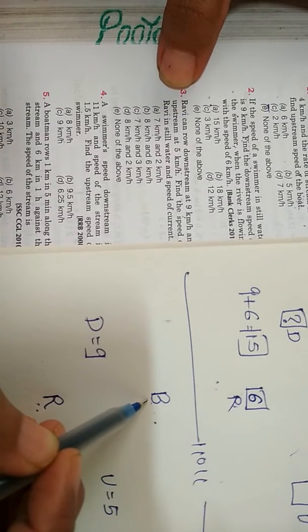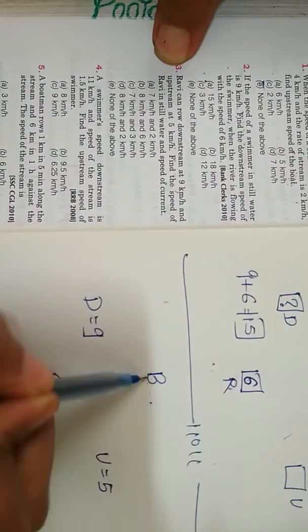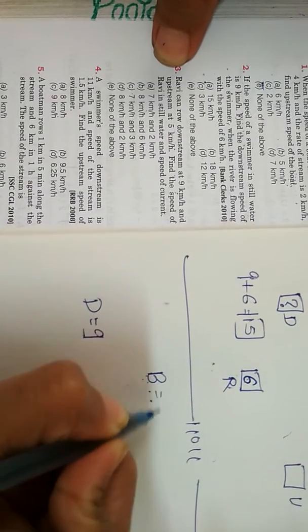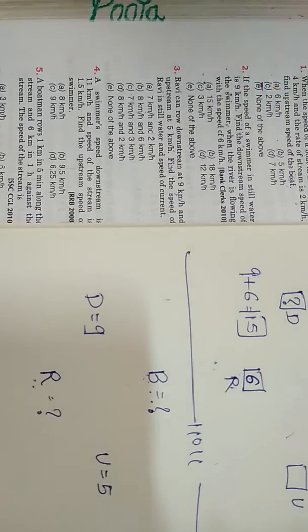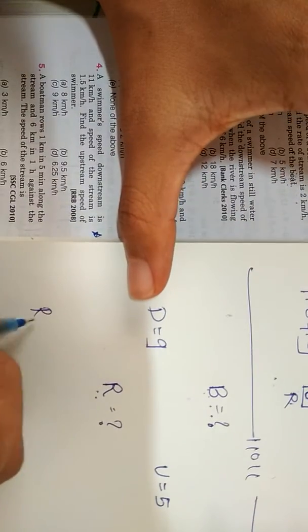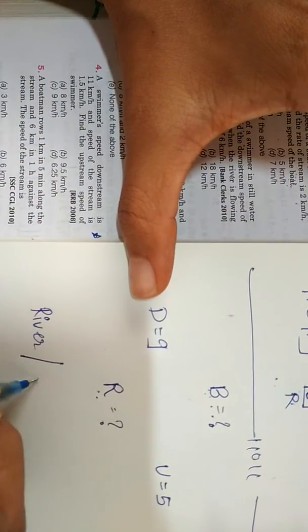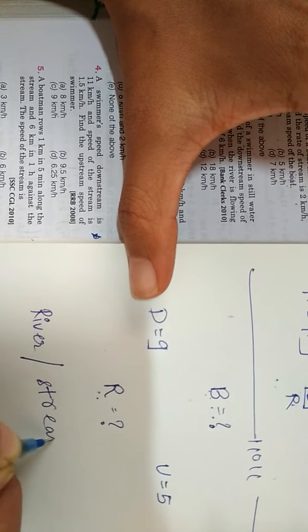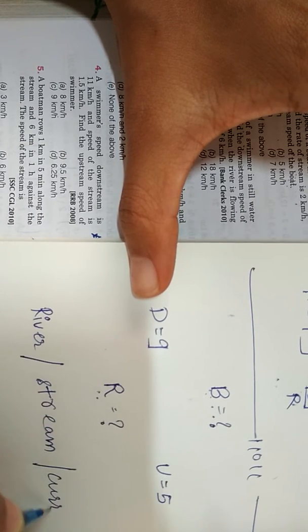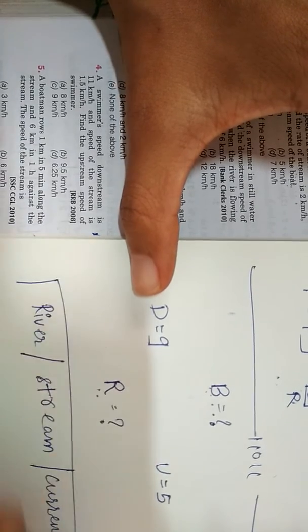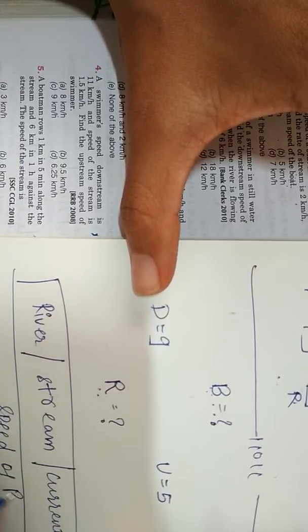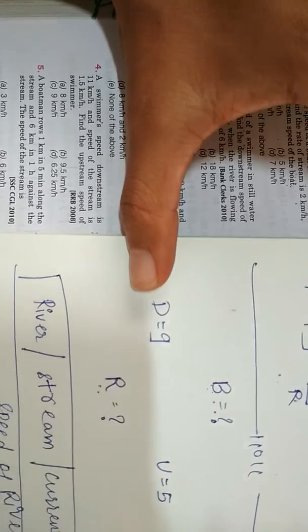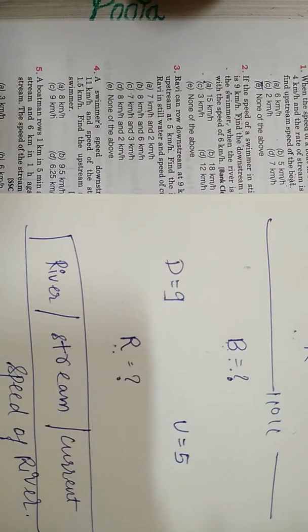So what we have to find is the speed of Ravi, that is the speed of the boat. We have to find this one. And the speed of current. Current also means river. See guys, river, stream and current. These are the speed of the river. Okay. So always make a note of this.